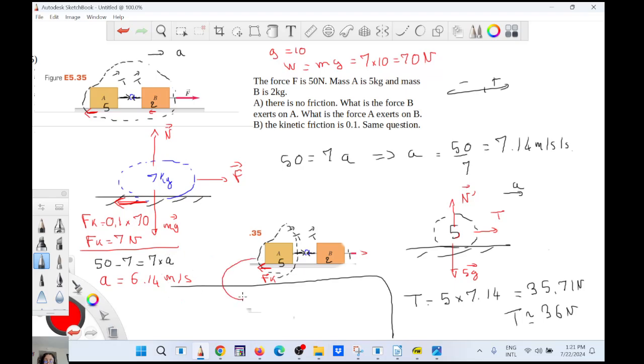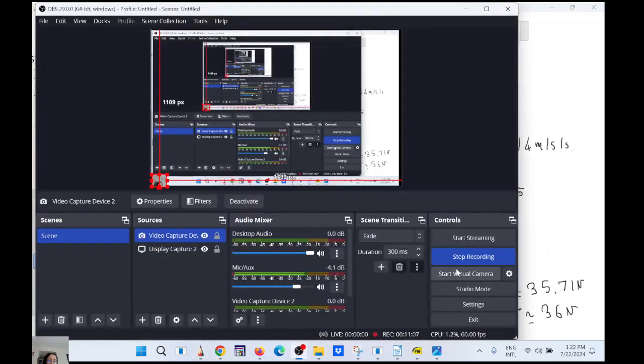Then you are just looking at this system here. So you have T, the pulling force, minus the frictional force, 0.1 times the weight, which is 50, equals the mass 5 times 6.14. And you can find T. I'll let you do that. But that was more challenging. If there is something like this on the test, I won't make it that challenging. It's not that challenging anyway.